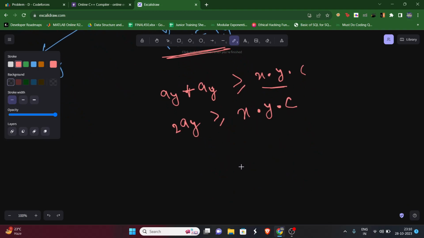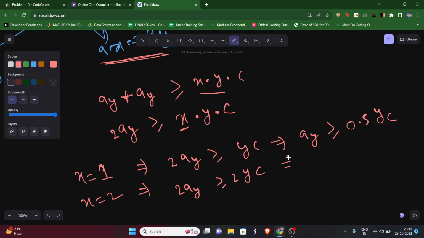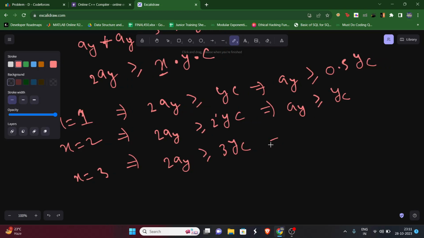Now let's say we put x equal to some value, it's better to start from 1. If x is 1, we can write down 2ay should be greater than or equal to yc, and from here ay should be greater than or equal to 0.5 yc. If we put x equal to 2, it will become 2ay should be greater than or equal to 2y into c, and here we can simply cut the 2 and write ay should be greater than yc. If we choose x equal to 3, then it will become 2ay should be greater than 3yc, and here we can conclude that ay should be greater than 1.5 yc.